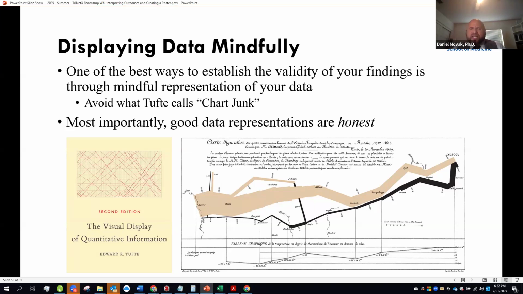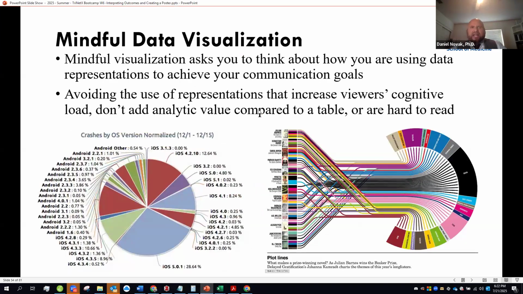But that gets the idea of mindful representation of data. I want to show you just quickly a couple of examples of what I think are mindless representations of data that don't help us make any decisions, and it takes so much cognitive load to read these two diagrams that you should not be doing stuff like this. So mindful visualization asks you to think about how you're using data representations to achieve your communication goals, and avoiding the kinds of representations that increase viewers' cognitive load and don't add any value compared to, say, a table. And they're very hard to read.